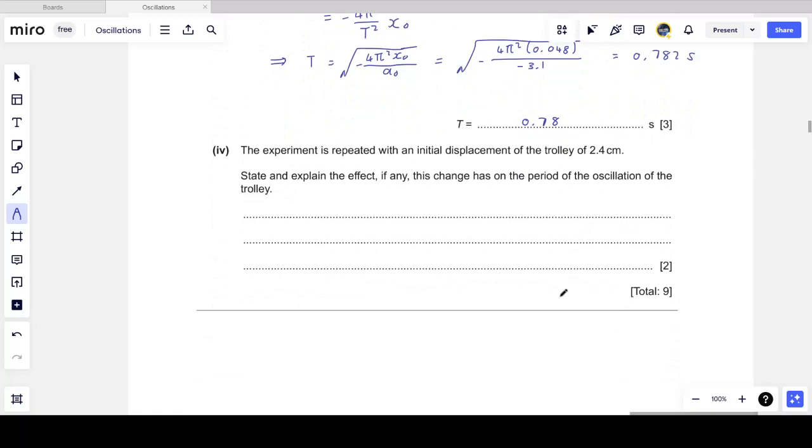In part 4, the experiment is repeated with an initial displacement of the trolley of 2.4 centimeters, and we want to state and explain the effect, if any, this change will have on the period of the oscillation of the trolley.